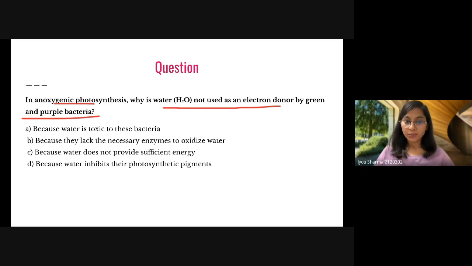with the oxygen concentration, but this is not happening because the photosynthesis that happens in the green and purple sulfur bacteria is not giving us oxygen as a byproduct. So why is this happening? Why are they not utilizing water as the electron donor, but they are utilizing hydrogen sulfide as the electron donor? What is the limitation of these bacteria?